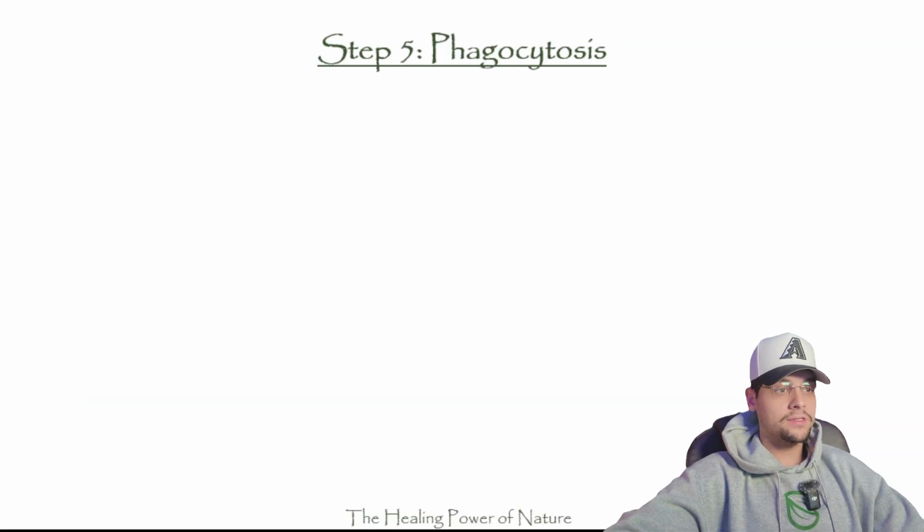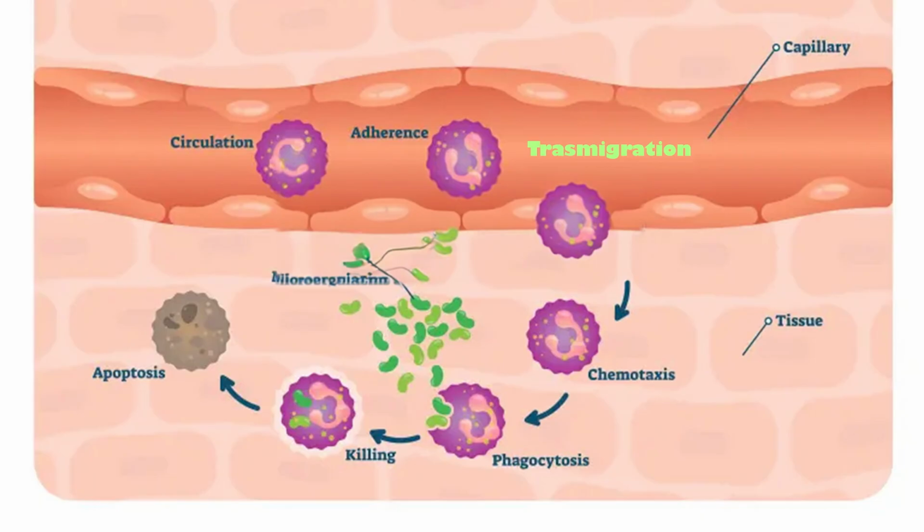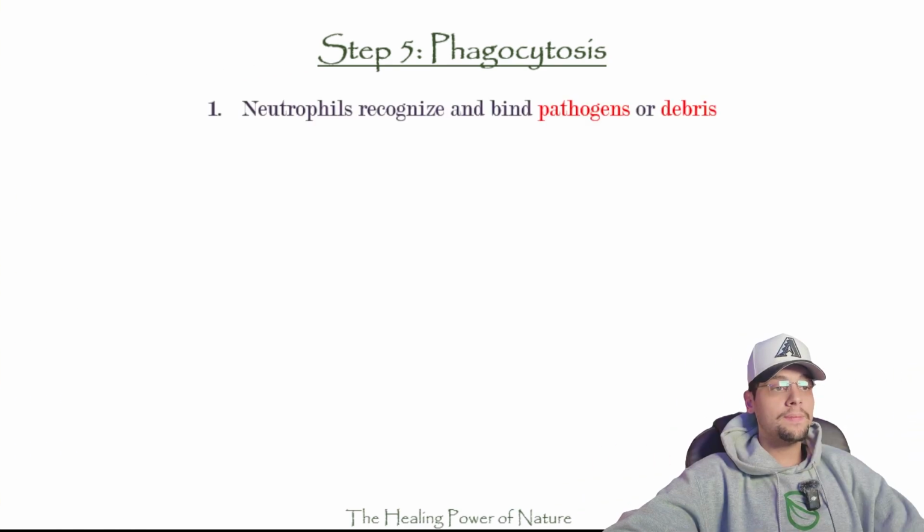Step 5 is phagocytosis. Phagocytosis is the process by which neutrophils engulf and digest pathogens or necrotic debris. This step is critical for bacterial clearance. So the first step is neutrophils recognize and bind pathogens or debris via receptor-mediated endocytosis.